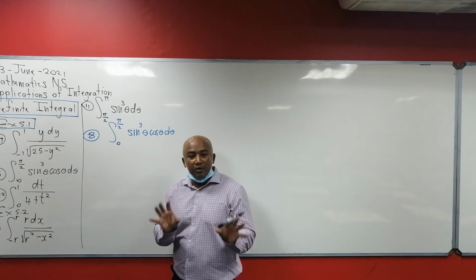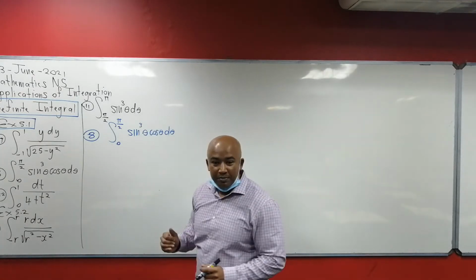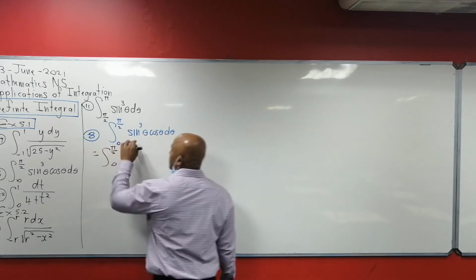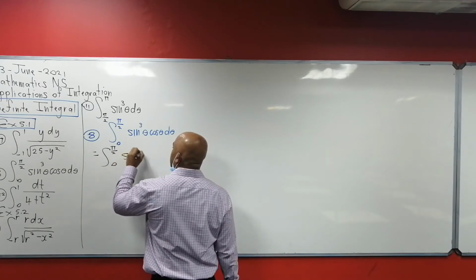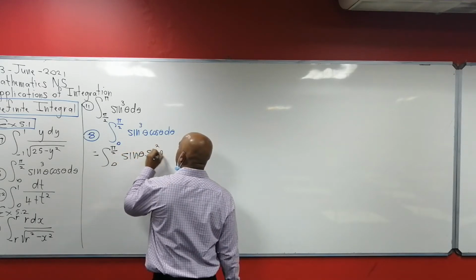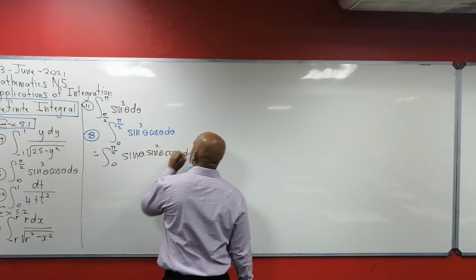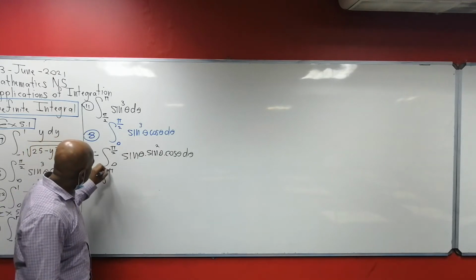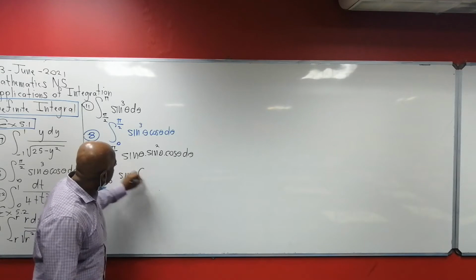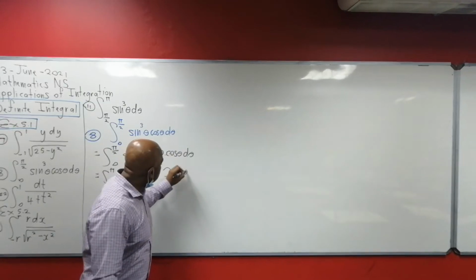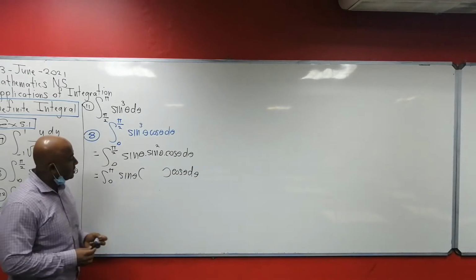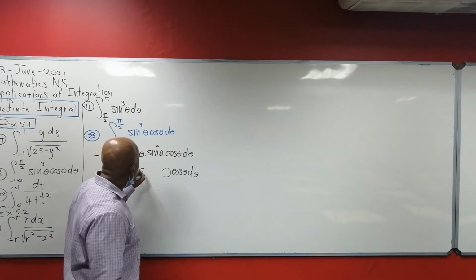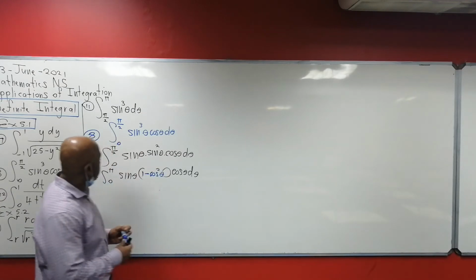If you want to follow the rules of powers of sine and cos, then the rule of odd powers is split the odd power. So if I split the odd power there, I've got my pi over 2, 0, that's going to be sine theta times sine squared. So if I split my odd power, that's going to be sine times sine squared. Then, what do I do to sine squared? I use my square identity. So sine squared is 1 minus cos squared.